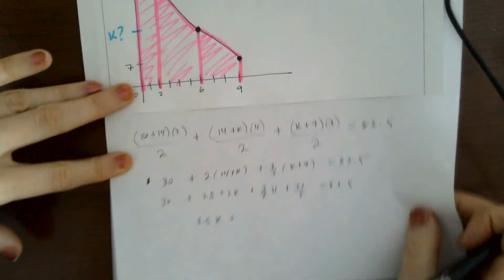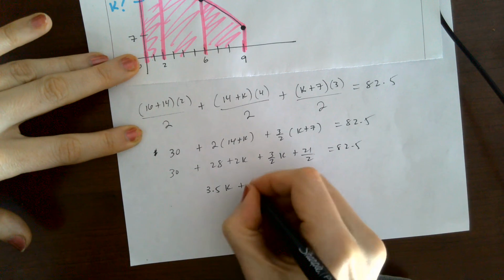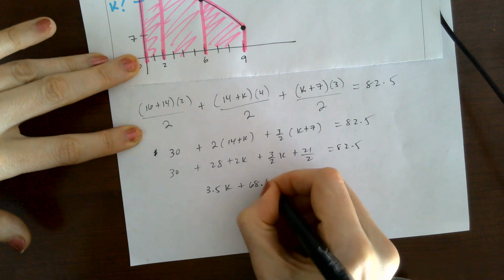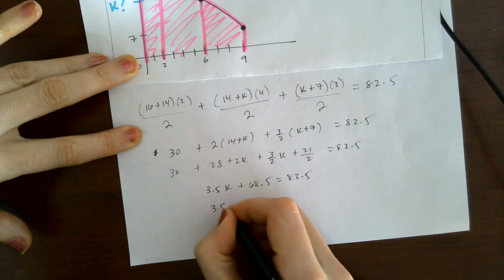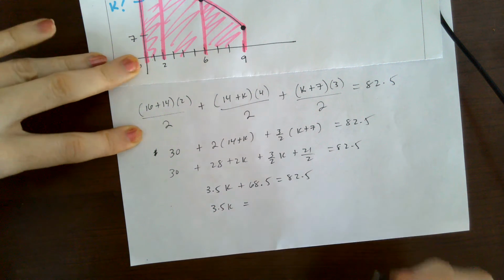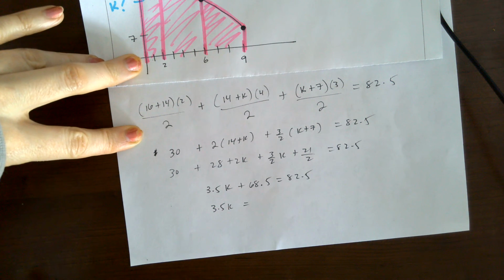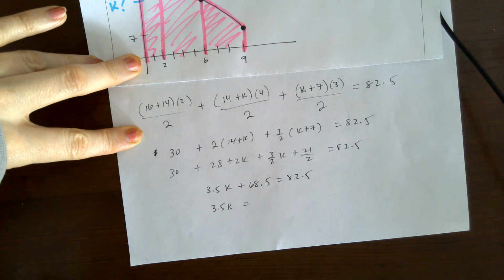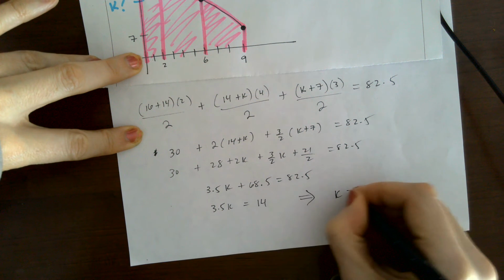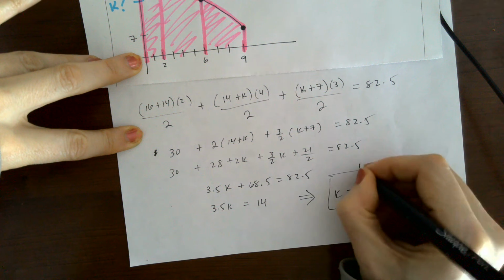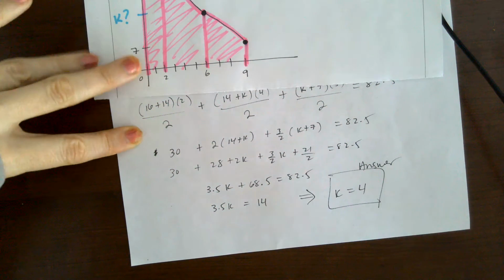Sorry, you can't even see. 3.5k plus 68.5 is 82.5. Equals 14. So you end up with k equals 4. And that's the answer.